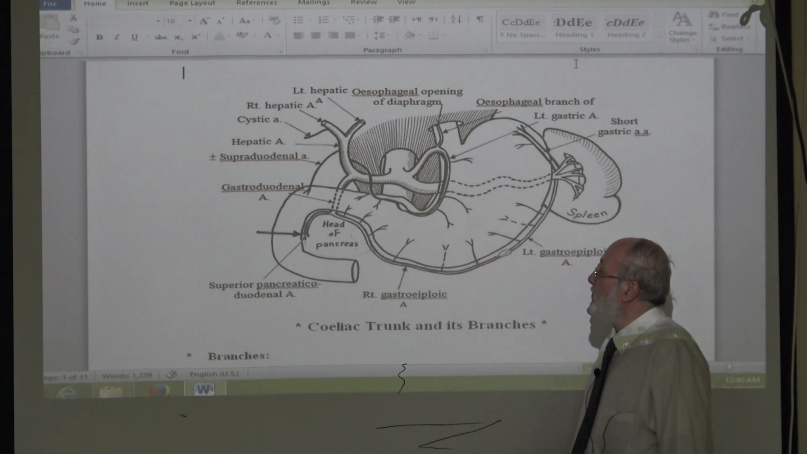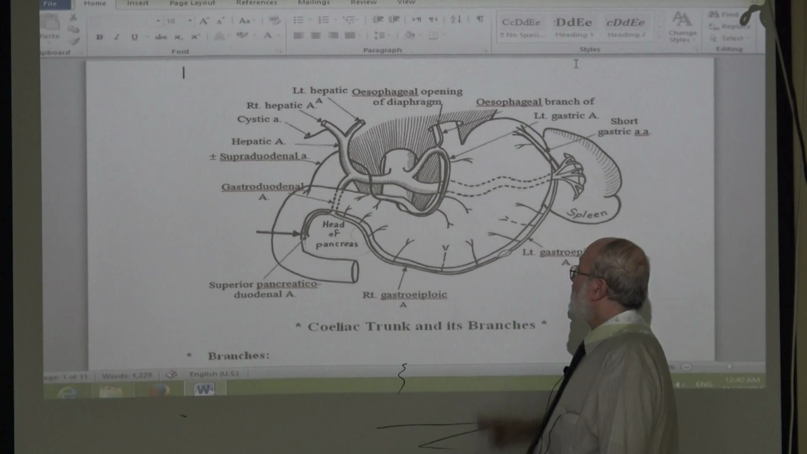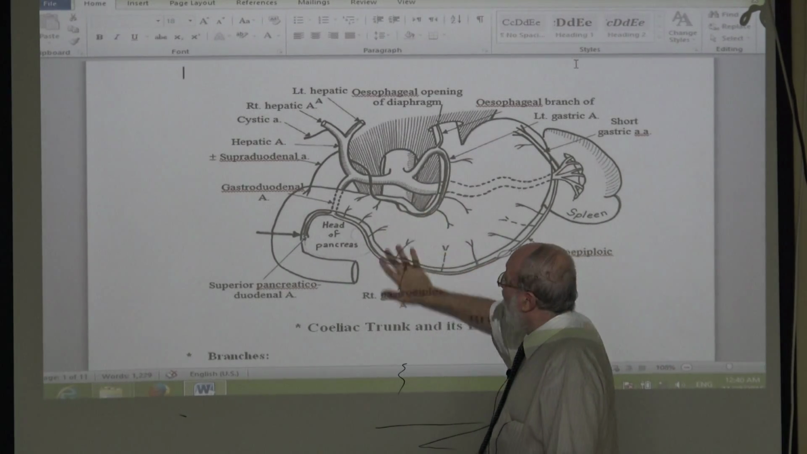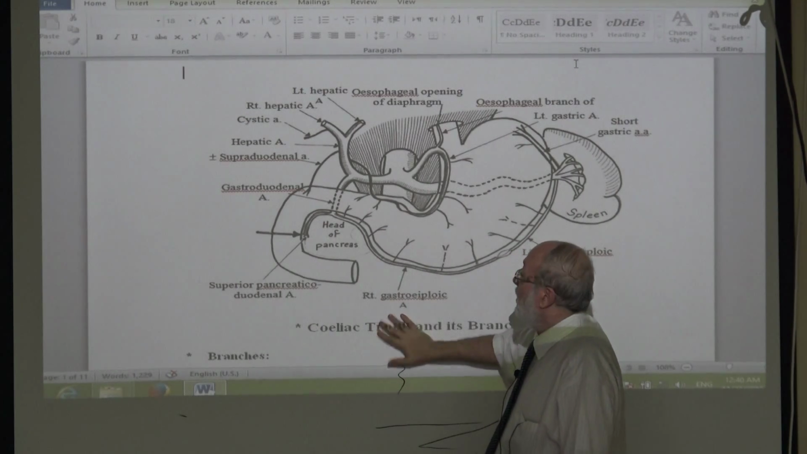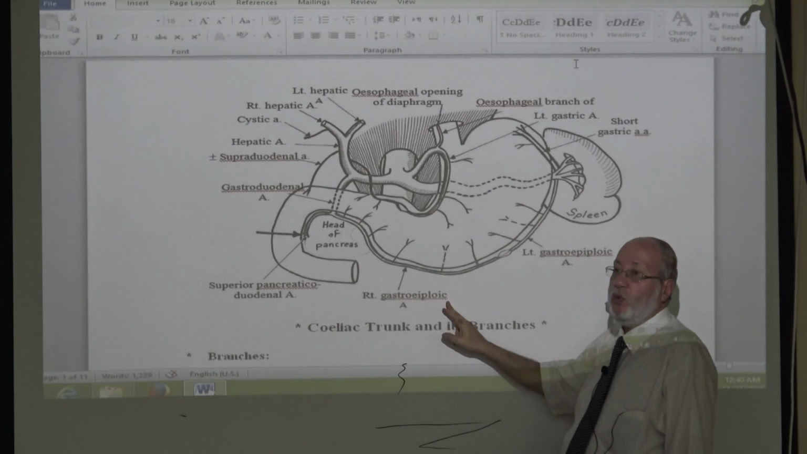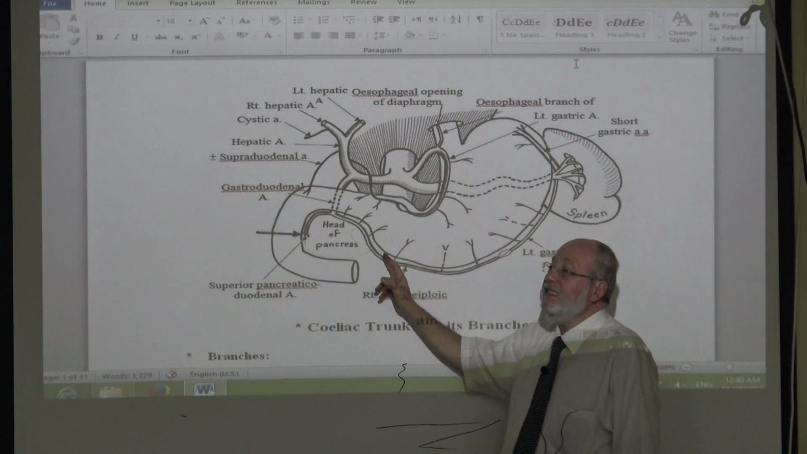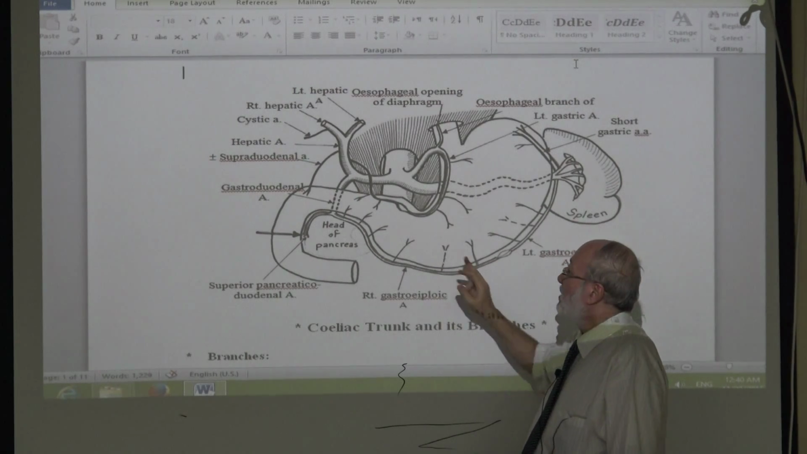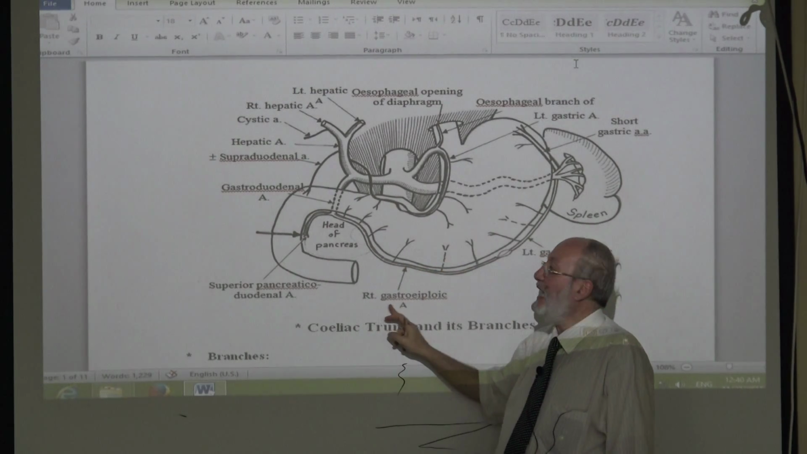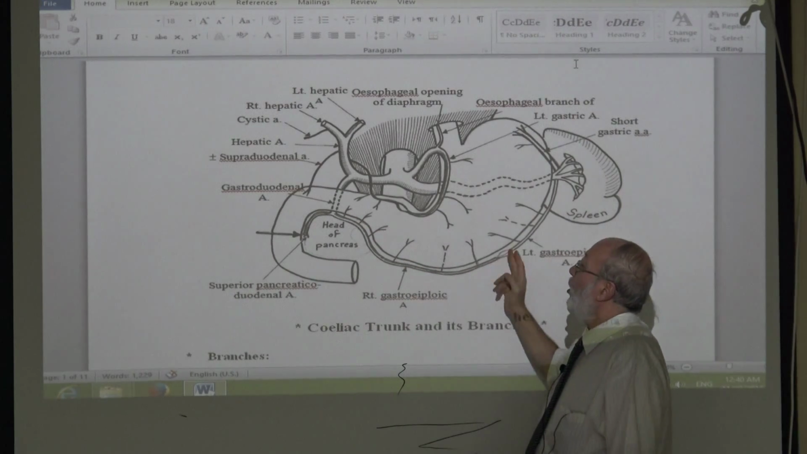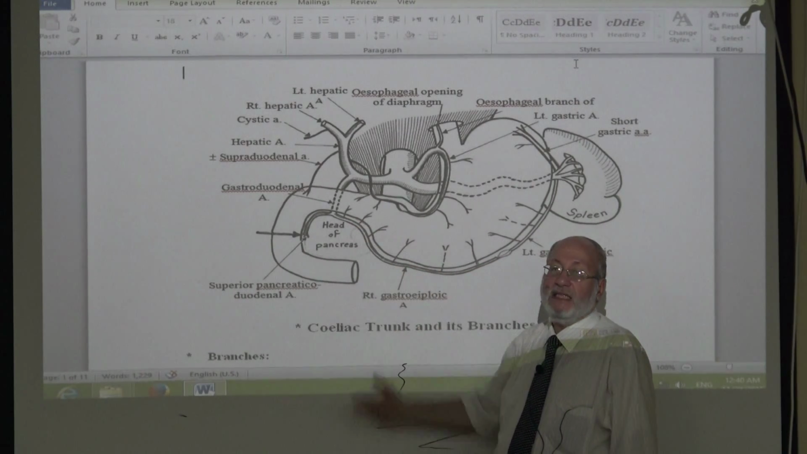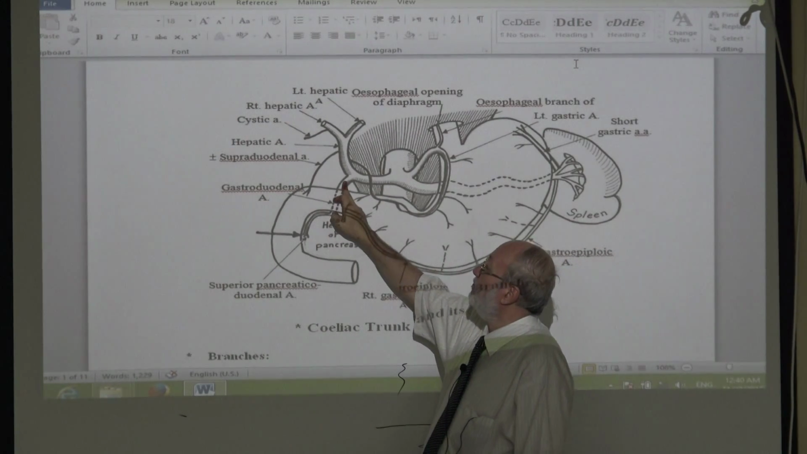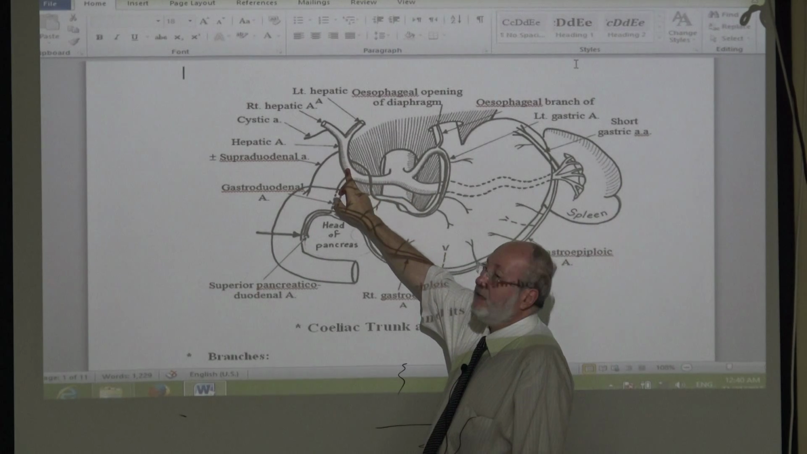On the greater curvature, this artery supplies also the stomach and the greater omentum. Therefore, it is also gastroepiploic. But since this artery passes from right to left, it's called right gastroepiploic. From where does this right gastroepiploic come? It comes from this artery. And this artery comes from this artery.